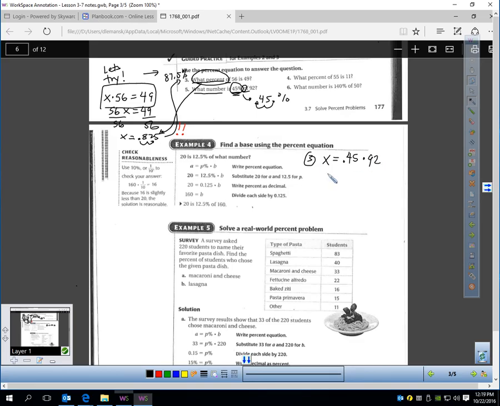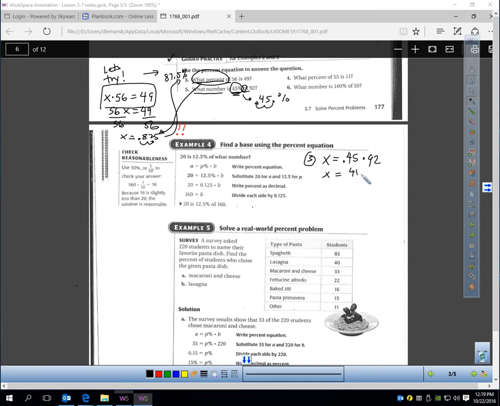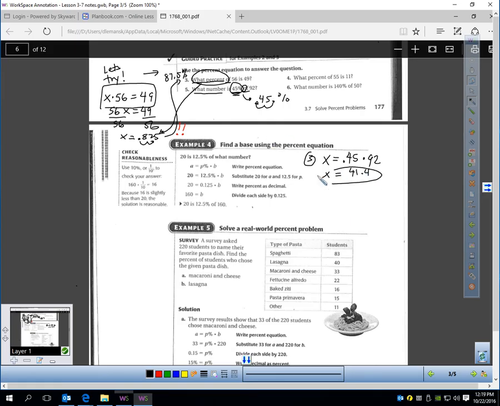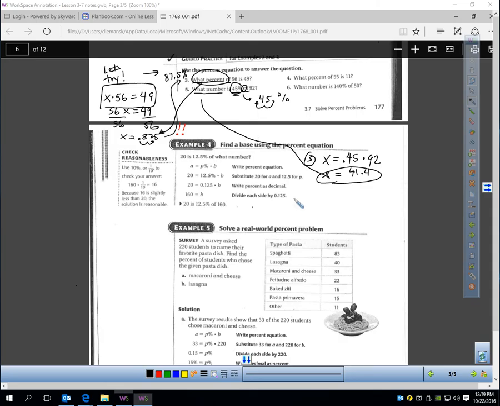Well, heck, that's easy. All I got to do to get my answer is take 0.45 times 92, so I'll do that. 0.45 times 92, I'm getting 41.4. So it says what number is 45% of 92? It's 41.4. That's the number. That's how you can write a percent equation.